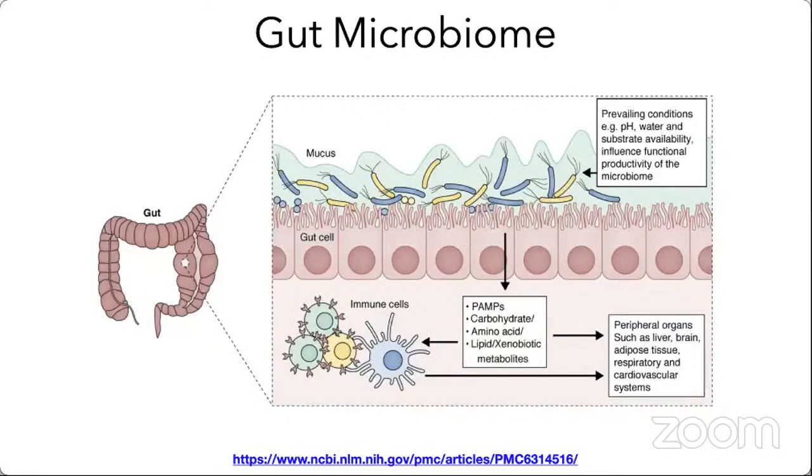So in healthy adults, the gut microbiome exists in a state of mutual symbiosis with the host. This environment of the gut dictates both the composition and the functional productivity of the adult gut microbiota. And this gut microbiota may interact with the host through presentation of different ligands, such as molecular patterns that are associated with pathogens, and different metabolites that are produced.